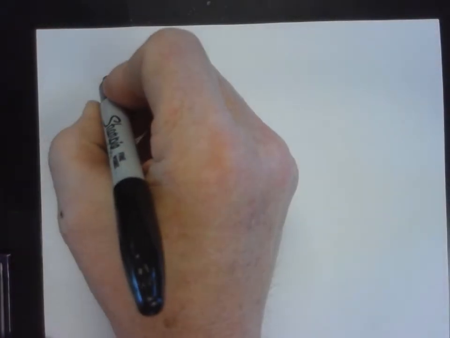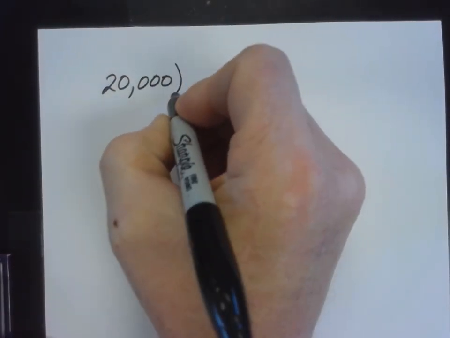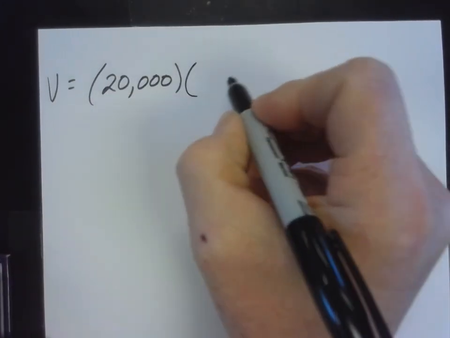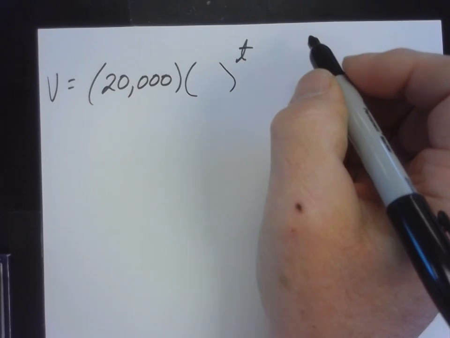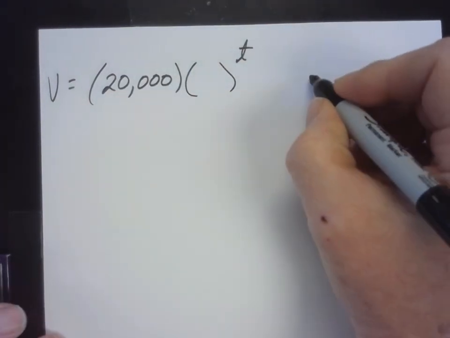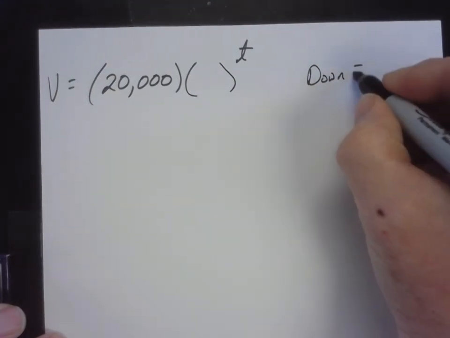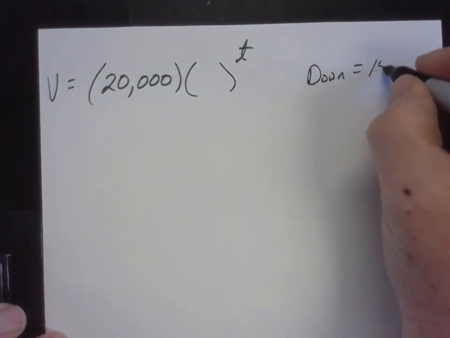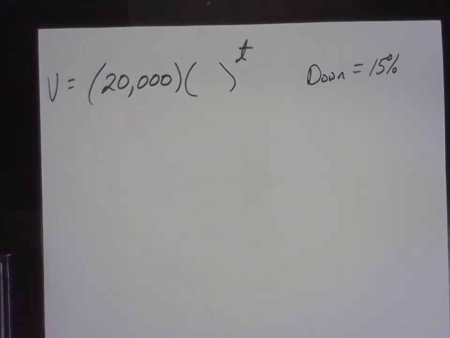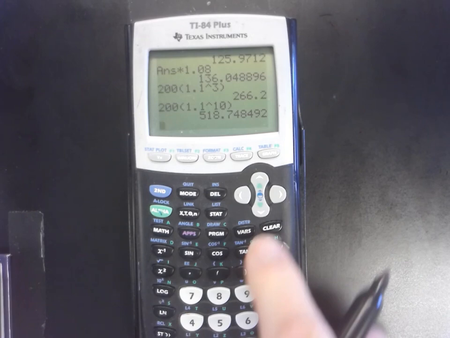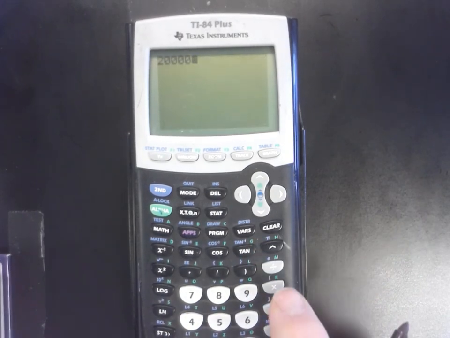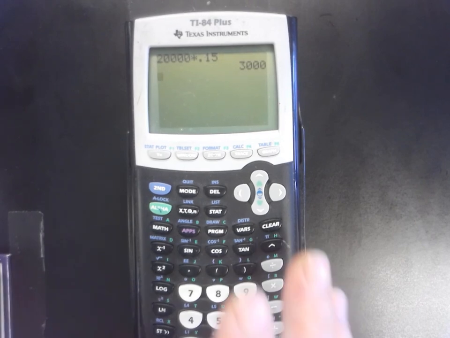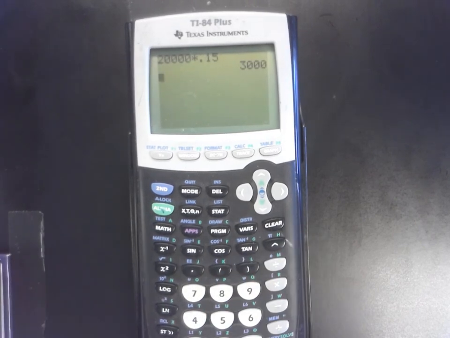So let's talk about decay here for a minute. What if I have a car, bought it for $20,000. Here's the value of my car. And every year, does the value of my car go up or down? It goes down. Let's say it goes down 15%. Now I want to show you some stuff here. Let's take 20,000 times 15%. How much does the value of my car go down the first year? $3,000. So how much is it worth now? $17,000.